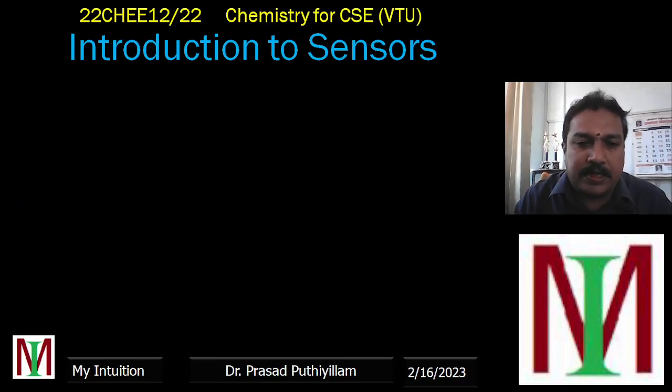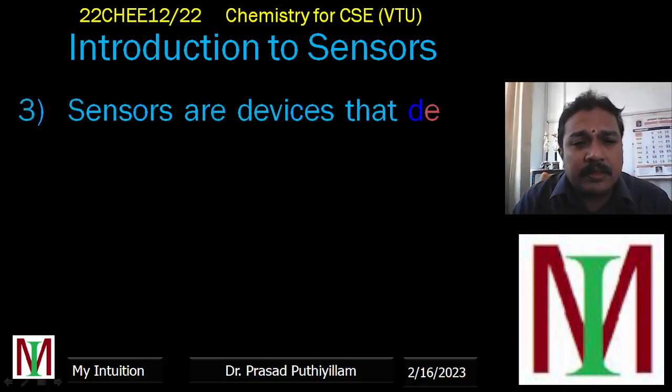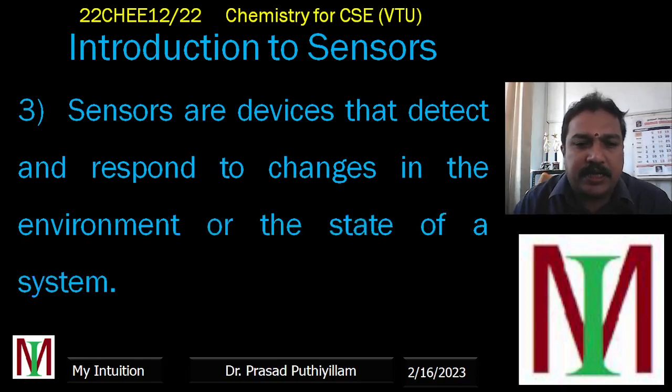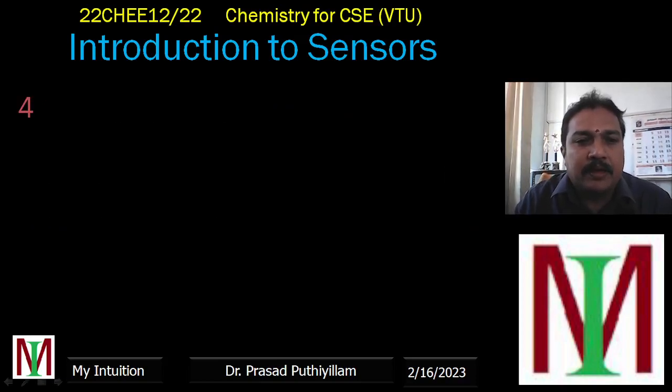Quantified means converted into how much quantity or amount is present based on the sense which it did. The third point says that sensors are devices that detect and respond to changes in the environment or the state of a system. Okay, the same thing. What are the changes in the environment? If any gas molecule concentration changes, it shows a change in the environment. If the temperature changes, it is a change in the environment. So that can be detected by using these sensors.